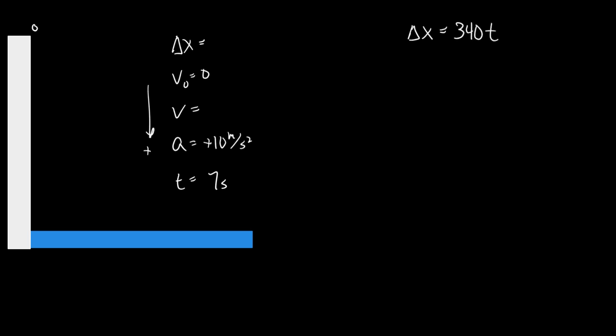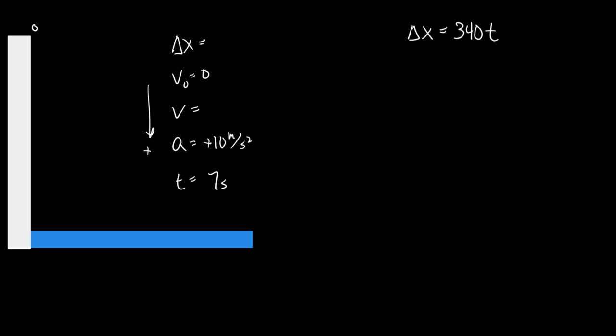Here's the thing. The pebble must take less time to reach the water than 7 seconds, right? Because the 7 seconds includes the time it takes the pebble to reach the water plus the amount of time it takes for the sound to come back up. So clearly, the bridge is less than 245 meters tall because it takes less than 7 seconds for the pebble to reach the water. Now, we don't know how much less.